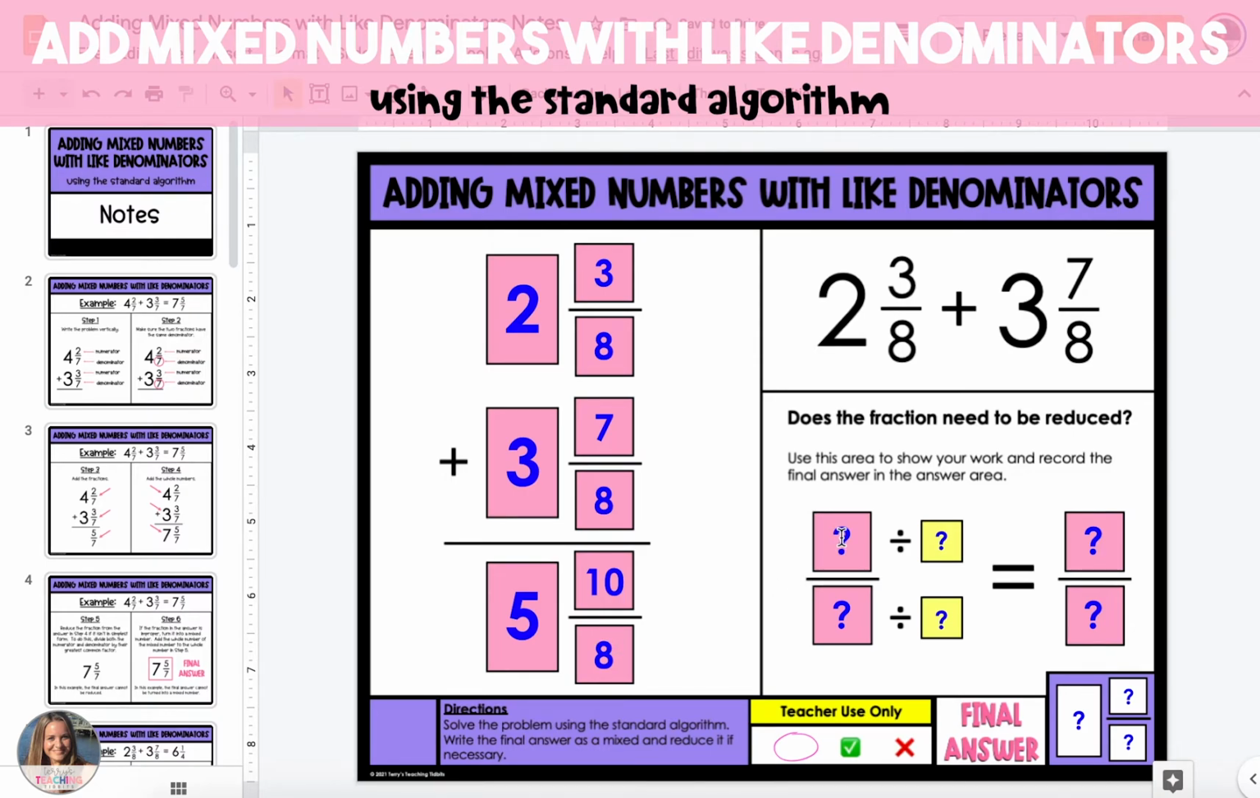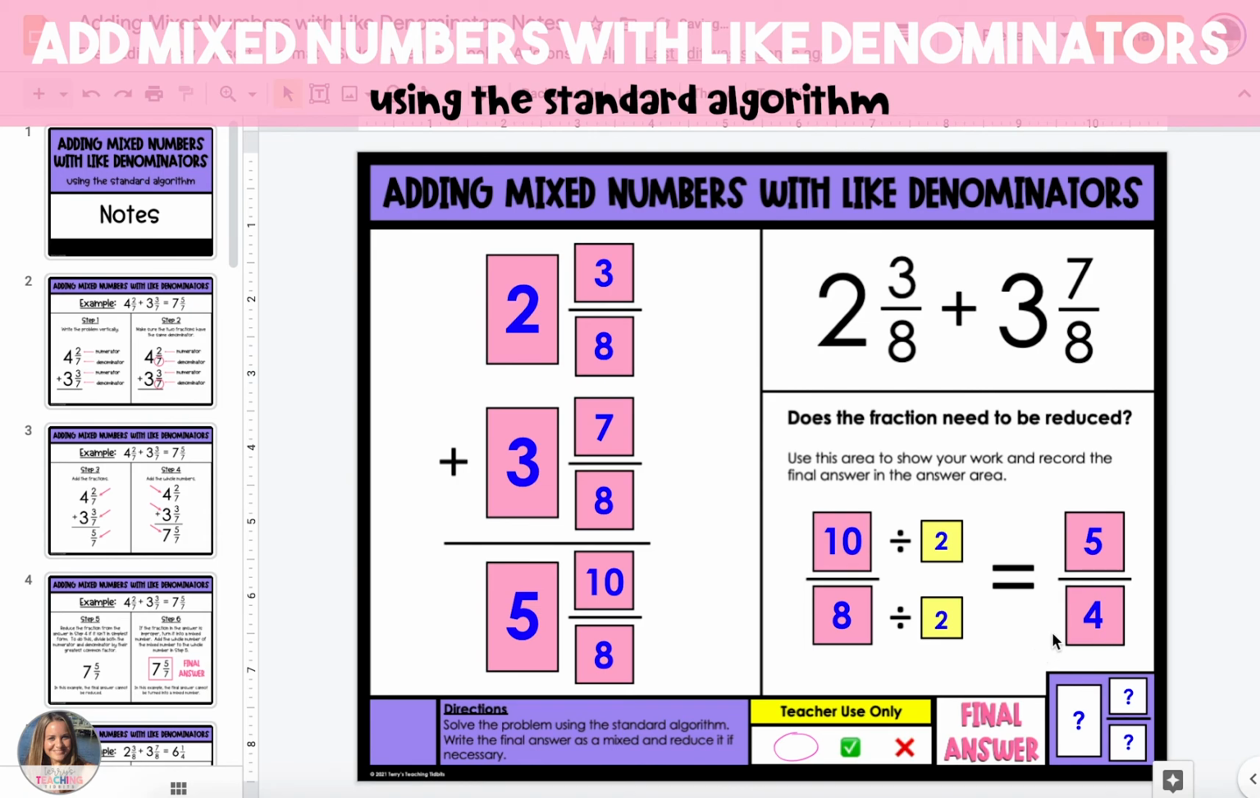So we're going to type our fraction 10/8 on the right side of the slide, and we'll divide both the numerator and denominator by their greatest common factor, which is 2. When we do this, the fraction 10/8 reduces to 5/4. 5/4 is an improper fraction, which we're going to turn into a mixed number. So 5/4 can also be renamed as 1 and 1/4.